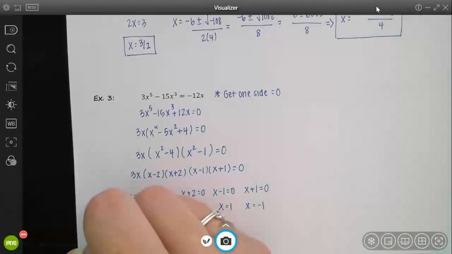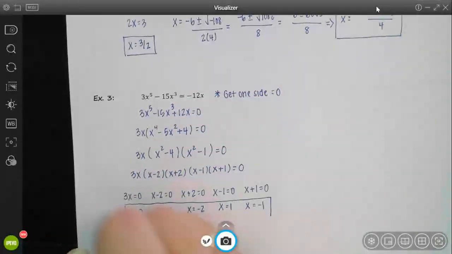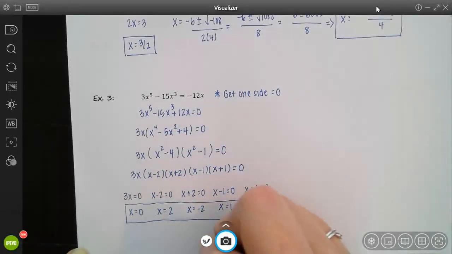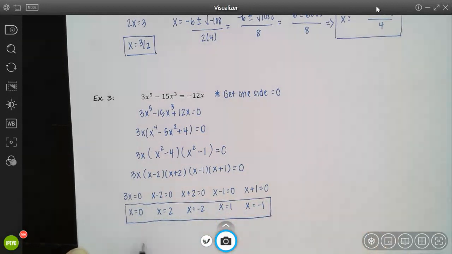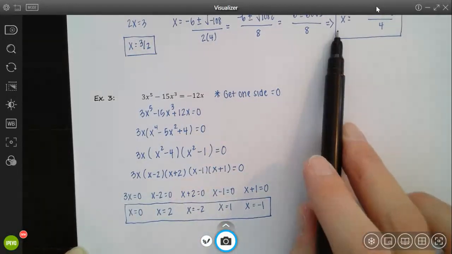And in this case, these are all real solutions. So sometimes you might just get all real solutions. Sometimes you might get a mix between a real solution and an imaginary solution. Sometimes you might just get imaginary solutions. It really just depends on the equation that you're solving.